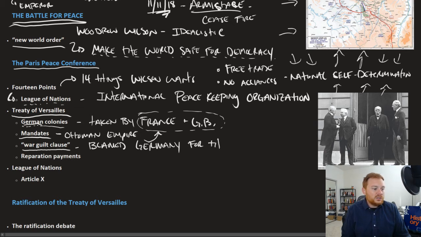Now, having talked about this earlier, we know that Germany likely isn't 100% to blame for the conflict, but in the Treaty of Versailles, they made sure that Germany was responsible. And probably more so than anything else, what Great Britain and France wanted was reparation payments. They wanted Germany to pay for the war. And so that was part of the Treaty of Versailles as well.